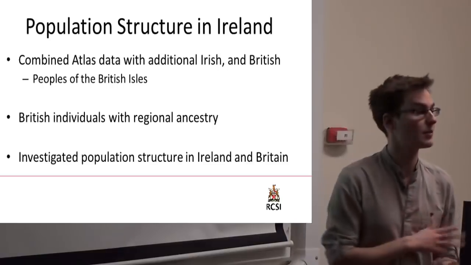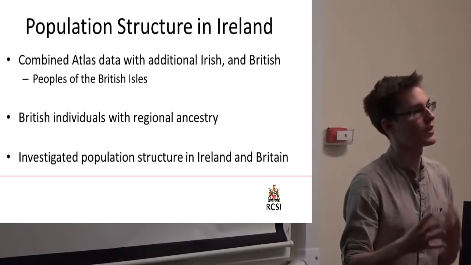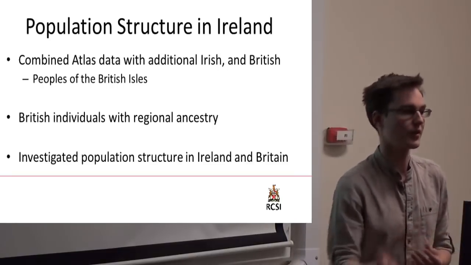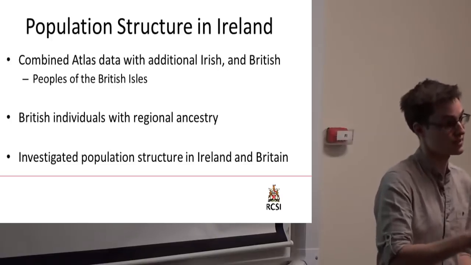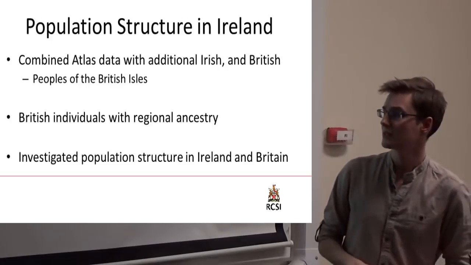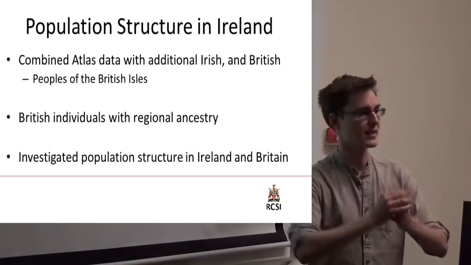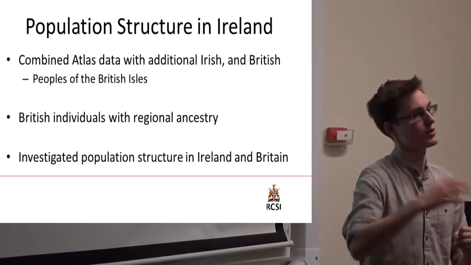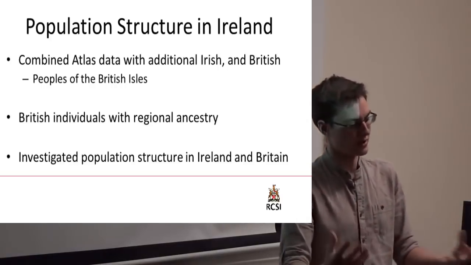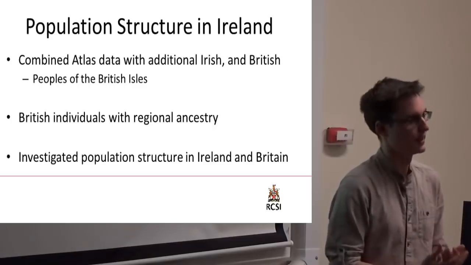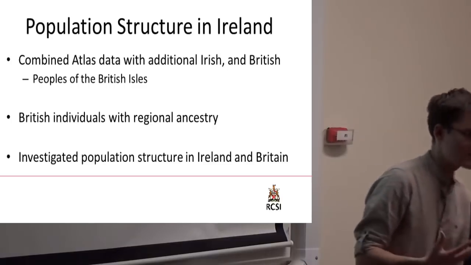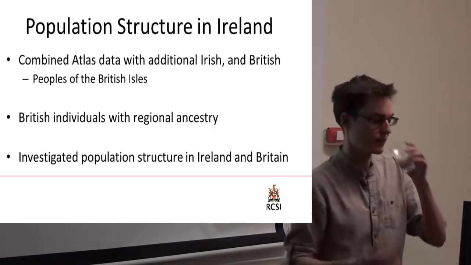And then we combined them with a data set of British individuals called the People of the British Isles study. This is a similar study to the Irish DNA Atlas, where they collected genealogical data, but they only took grandparental data, not great-grandparental data. We used this combined data set to investigate structure both within Ireland and in Britain. Ireland and Britain are quite interconnected, so it makes sense to analyse them together.